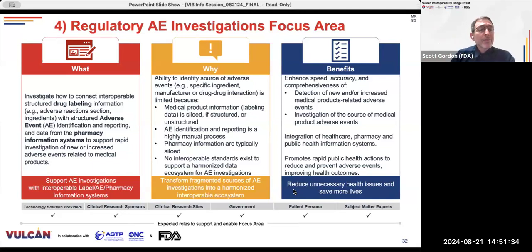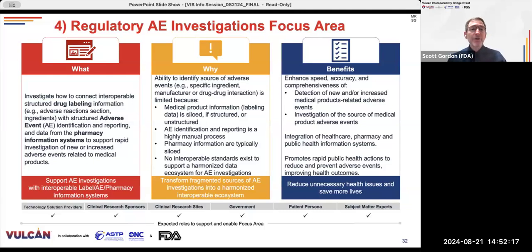So the main description of this focus area is a future state in which we can support adverse event investigations, because in the future there is an interoperable data flow between information on the makeup of drug products, so the label, adverse event reporting, and pharmacy information systems. There's more in that ecosystem, but we're just focused on these to support rapid investigation of new or increased adverse events related to medical products. The reason for this: what is the current problem state?